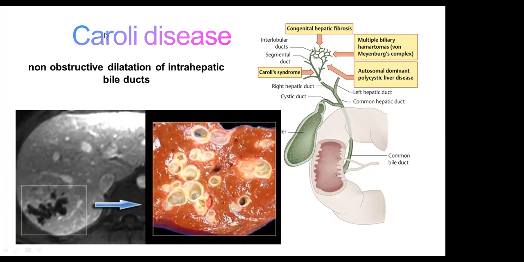So Caroli disease is part of a spectrum of fibrocystic liver diseases, ranging from Caroli disease to Caroli syndrome to multiple biliary hamartomas. As we see in this image, Caroli disease usually affects the larger intrahepatic bile ducts, while Caroli syndrome affects the more distal, smaller intrahepatic bile ducts and is associated with congenital hepatic fibrosis, ending with liver failure. And the last part of the spectrum is multiple biliary hamartomas, the von Meyenburg complexes.